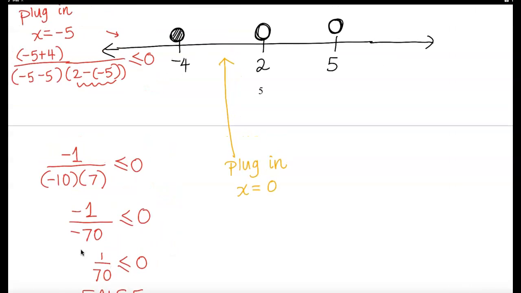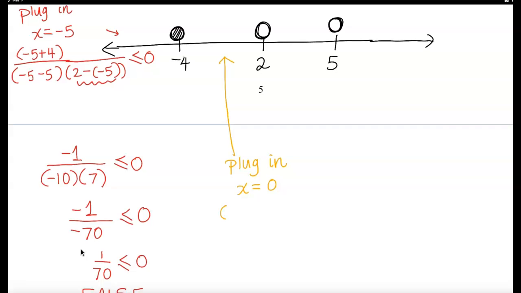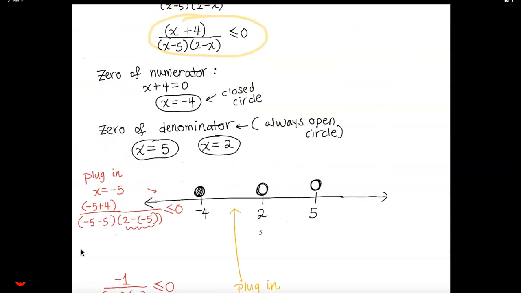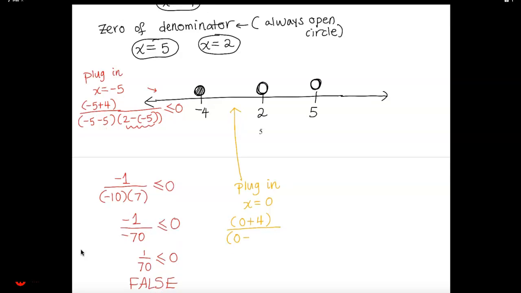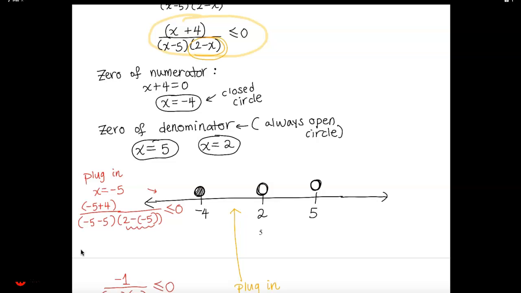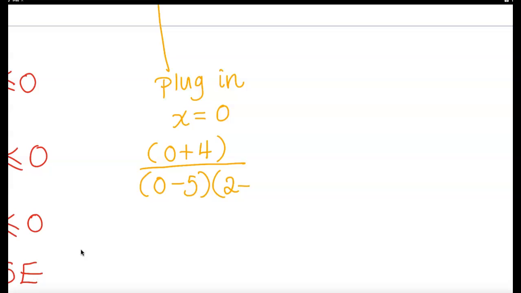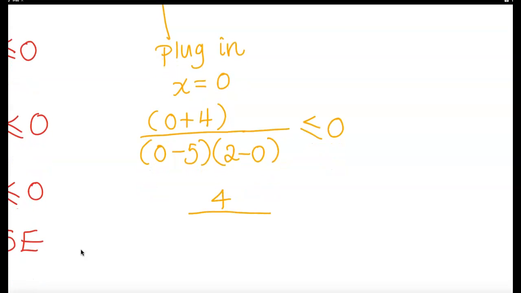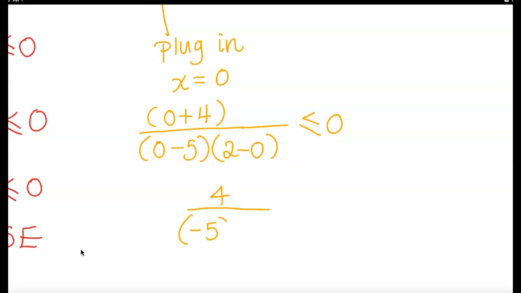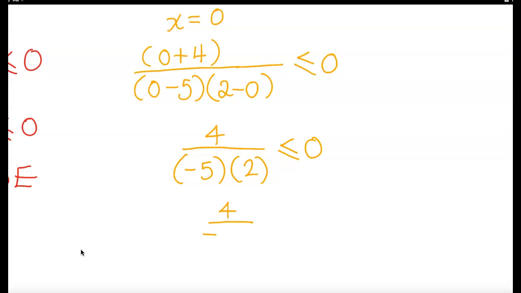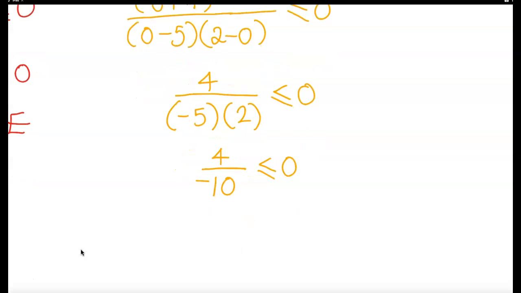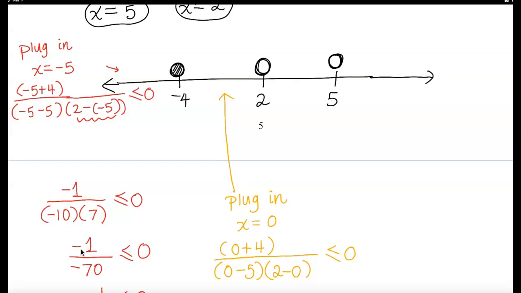So if I plug in 0 into this inequality, wouldn't I get 0 plus 4 over, let me see, what was the function? 0 minus 5 times 2 minus 0, right? And I want to see if this comes out to be less than or equal to 0. Let's see if that's true. This is 4 over negative 5 times 2. Is it less than or equal to 0? We're about to see. 4 over negative 10. Oh, that's a negative number, and any negative number is smaller than 0, so this is a true statement. This is a true inequality. So I will go up here and I will mark this interval.